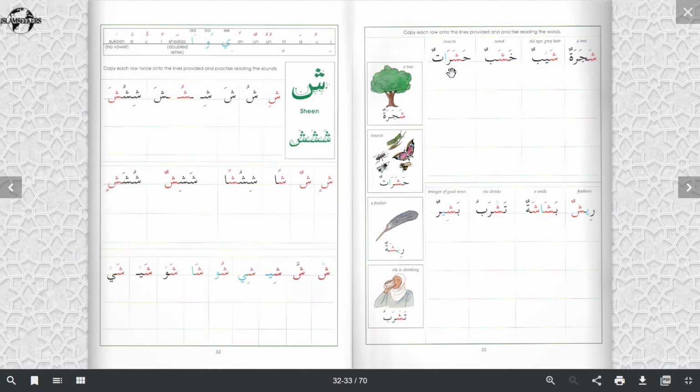Insects. Hasharatun. Line 2. Feathers. Rishun. A smile. Bashashatun. She drinks. Tashrabu. A bringer of good news. Bashirun.